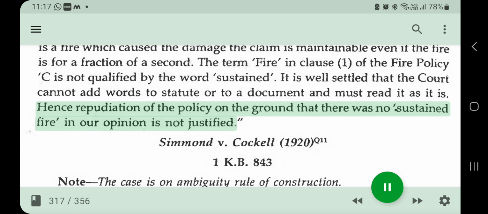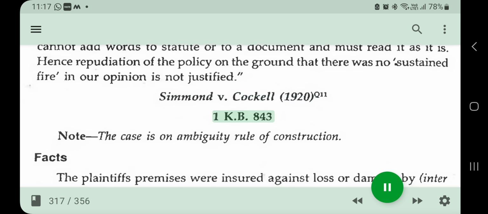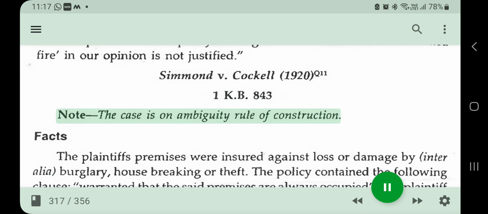Hence repudiation of the policy on the ground that there was no sustained fire, in our opinion, is not justified. Simond v. Boydell, 1920, 1 KB 843. Note, the case is on ambiguity rule of construction.